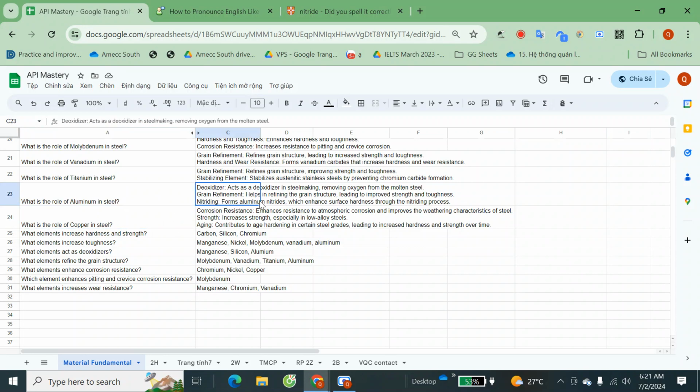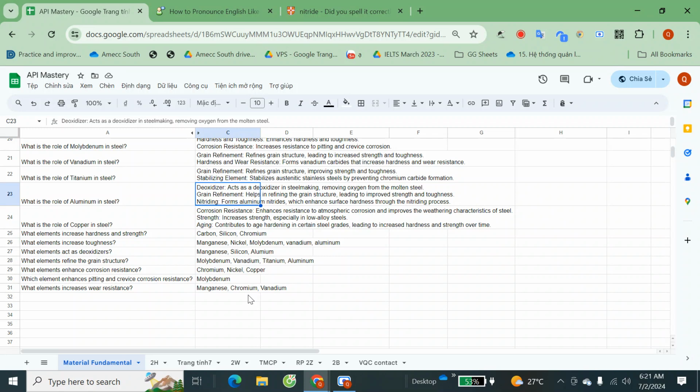What is the role of aluminum in steel? It acts as a deoxidizer in steelmaking, removing oxygen from the molten steel. Grain refinement. Helps in refining the grain structure, leading to improved strength and toughness. Nitriding. Forms aluminum nitrides, which enhance surface hardness through the nitriding process.